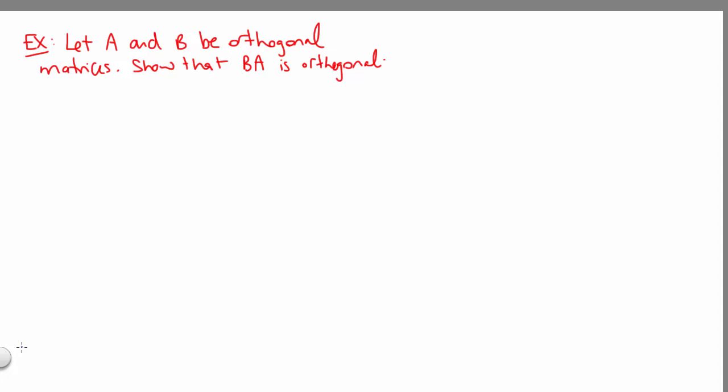In this video, we'll take a look at orthogonal matrices. Here's our problem. We're told that A and B are orthogonal matrices, and we're supposed to show that the matrix BA is also orthogonal.